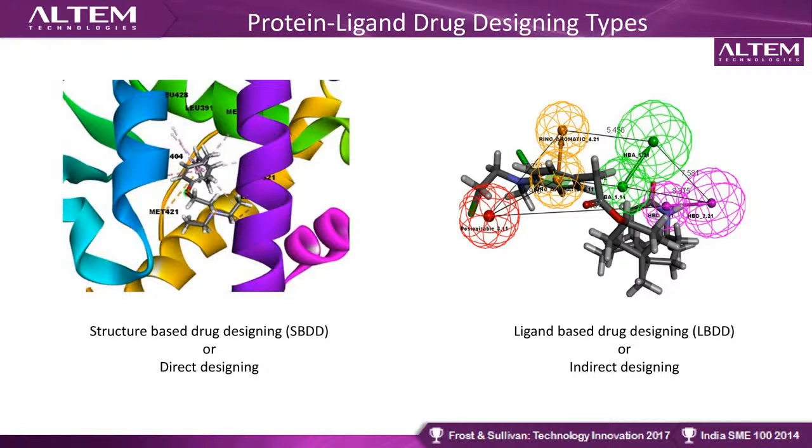Now, protein-ligand drug designing itself is further divided into two categories, structure based, as I told you, and ligand based, where we utilize the ligand structure. In the indirect process, we have the ligand with us and we search for a protein with respect to that particular ligand. Whereas structure based drug designing is a direct one. For example, we have a protein structure and we utilize its binding site or the inhibitor already present in the protein structure for the development of our new candidate.